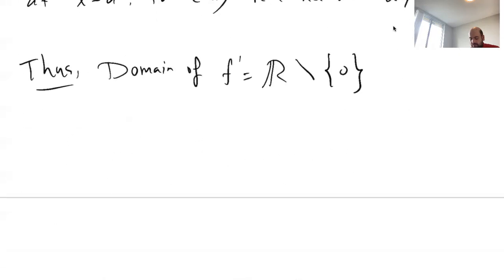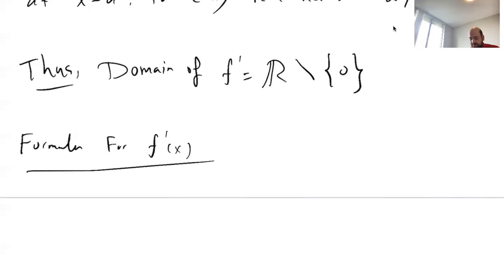And what about the formula for f prime of x? Now that depends on the formula for f of x.